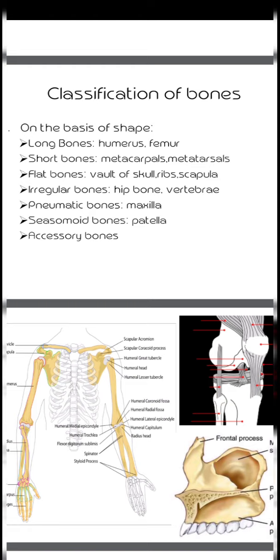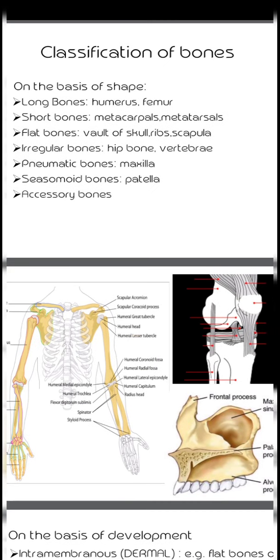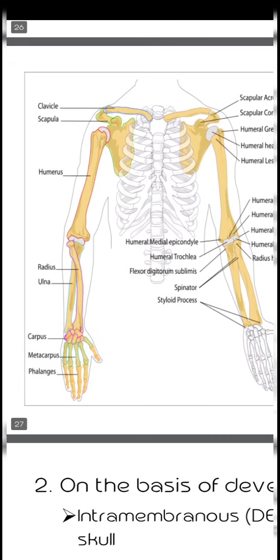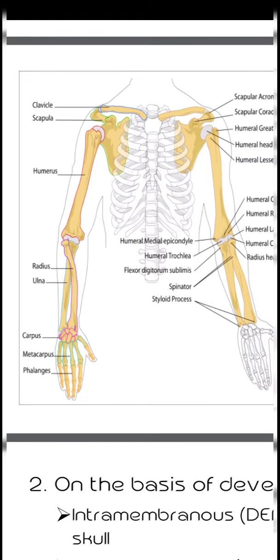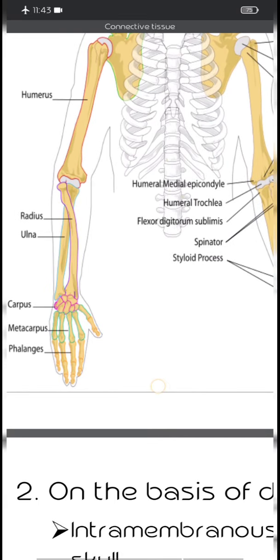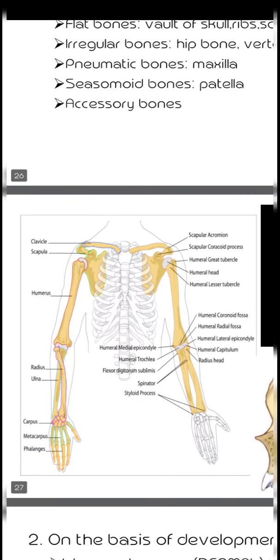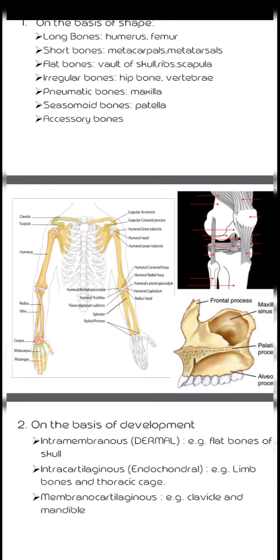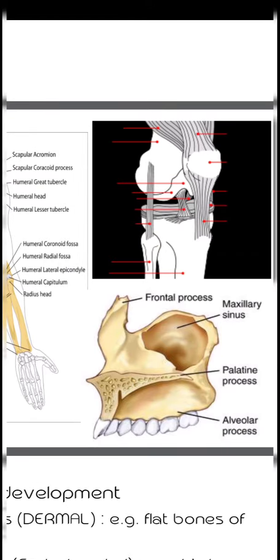Patella is a small, specialized bone that is present in our knee joint. Then there are some accessory bones such as sacrum, coccyx, etc. Okay, so now we'll see the different types in detail. So humerus is a long bone, then carpals, metacarpals, these are short bones. The scapula and ribs are flat bones. The hip bone is not shown here, or I would have shown it to you.